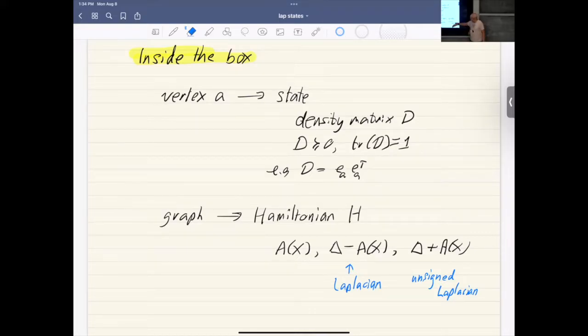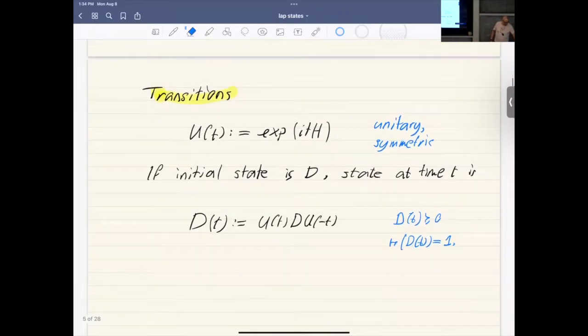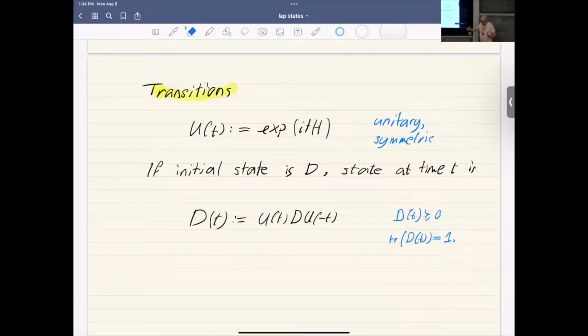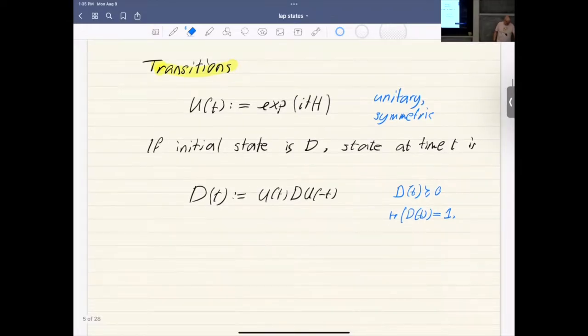So there's the Hamiltonian. Now, the Hamiltonian controls the walk, and so your system is in some sense changing with time, and those changes are governed by this matrix U of t, which we construct from the Hamiltonian. It's just the exponential of itH, and since H is symmetric in all cases I'm talking about, U of t will be symmetric, but it's also unitary, which is important because it's representing a change of quantum state, and change in quantum state has to be unitary.